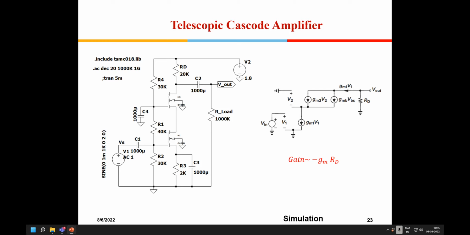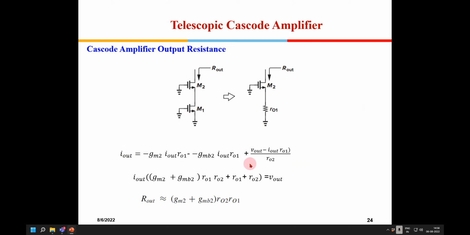Yeah. Anybody else? No doubts? Okay. So I'll show the simulation towards the end. I'll show a simulation of this circuit also. Right. So the advantages are now discussed.